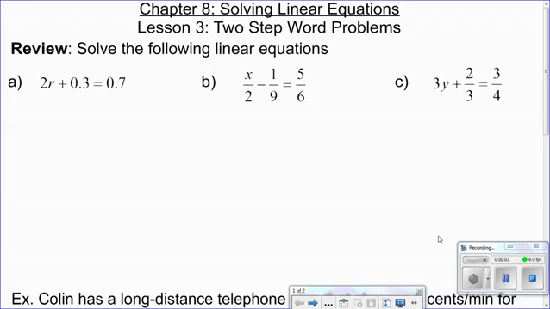So this is your third lesson for Chapter 8, Solving Linear Equations. In this lesson, we are going to do some review of working on two-step equations, and then we're going to look at how to break down word problems.